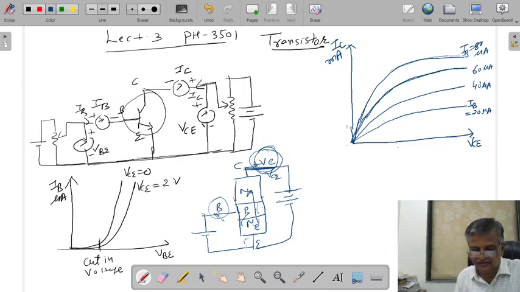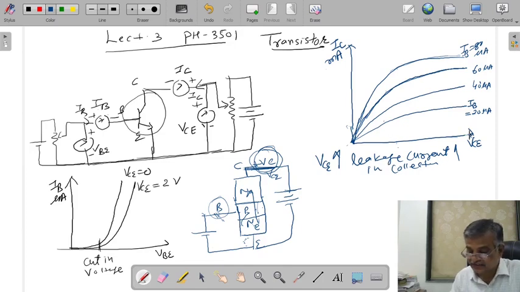This is in reverse collector. And you know that in a PN junction, leakage current is flowing. When the PN junction is in reverse bias, then leakage current is flowing, and leakage current increases as the reverse bias voltage increases. So here, as Vc increases, the leakage current flowing in the collector increases. So as Vc increases, what increases? Leakage current. And that leakage current is flowing here.